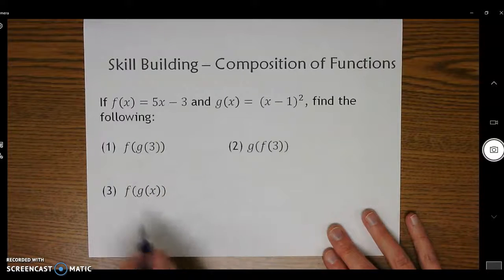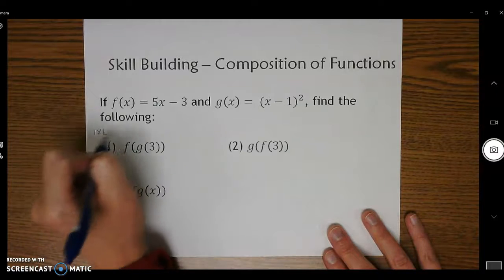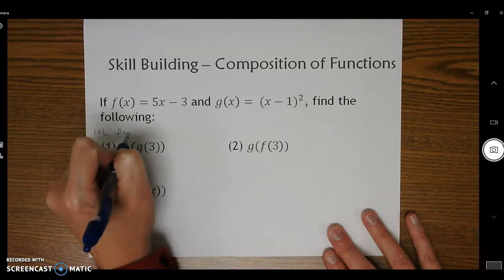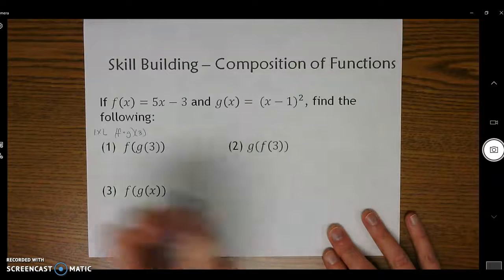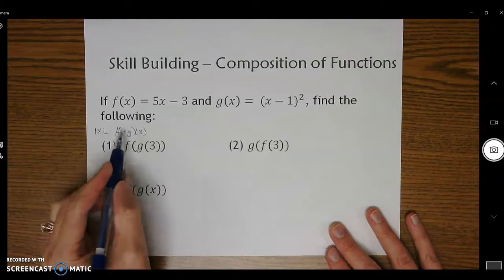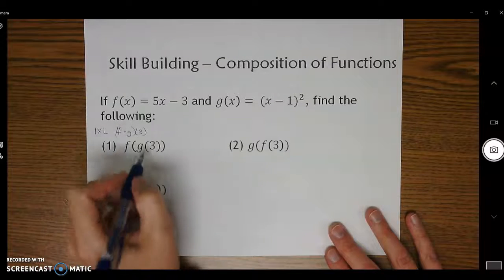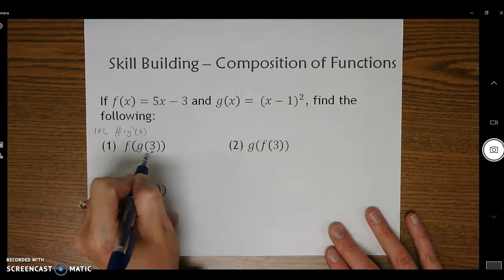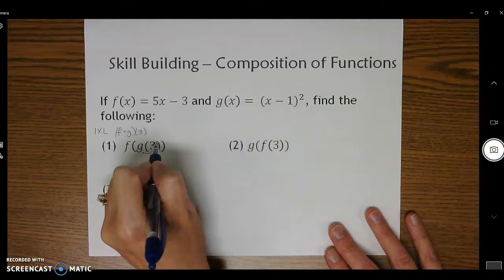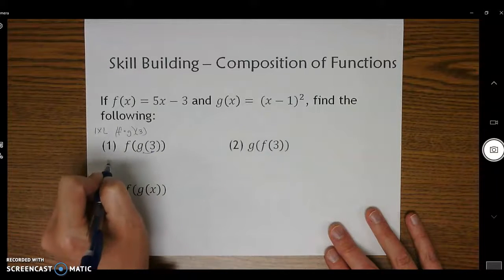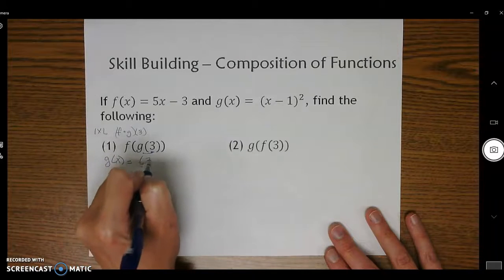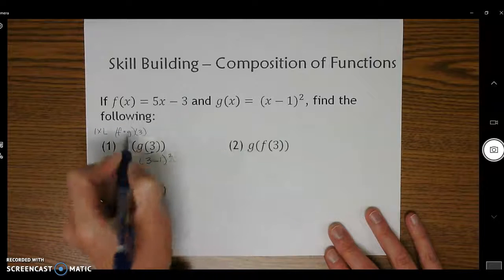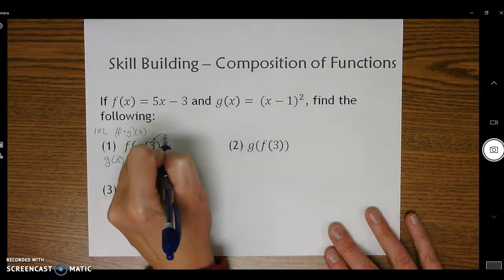By the way, when you're in IXL, they like to write it f with a little circle, g of 3, like that. So it means the same thing, IXL just writes it differently. So for this one, what this means is I'm going to take the 3 and put it in g's function first for input. So here we go. So g of x is going to equal 3 minus 1, the whole thing squared. Recall this is input.